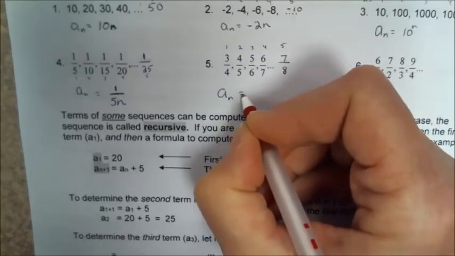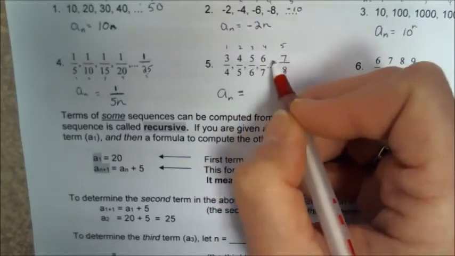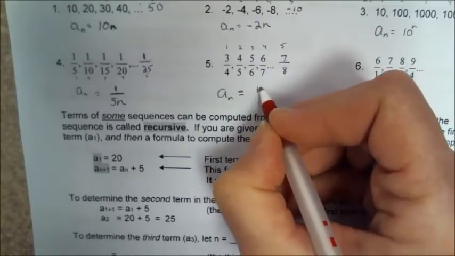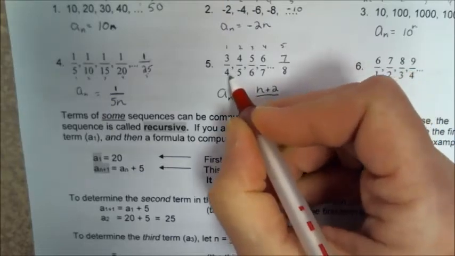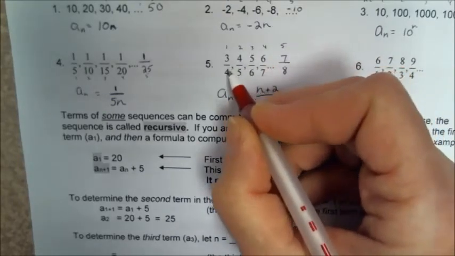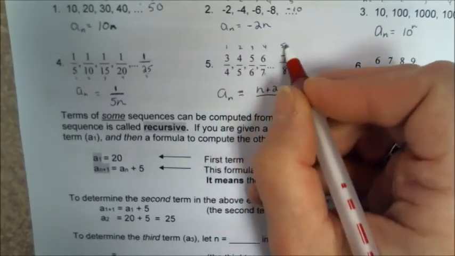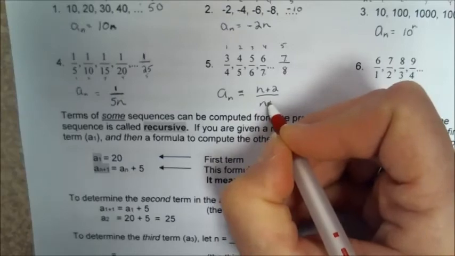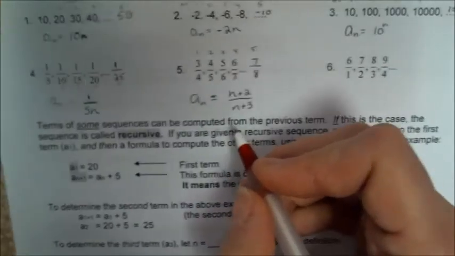Well, maybe you've guessed. I hope so. You add 2 to all these numbers to get up to these numbers. So on the top it would be n plus 2. And how do you get to these denominators from these numbers here? Well, you just add 3: 1 plus 3, 2 plus 3, 3 plus 3, 4 plus 3, and 5 plus 3. So this is n plus 3. So there's your definition for that one.